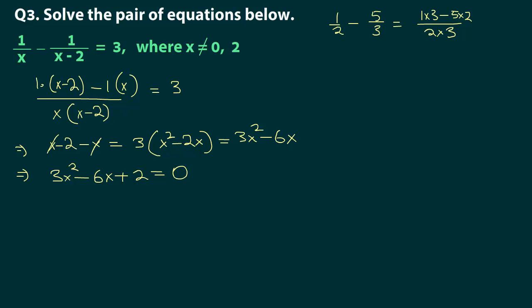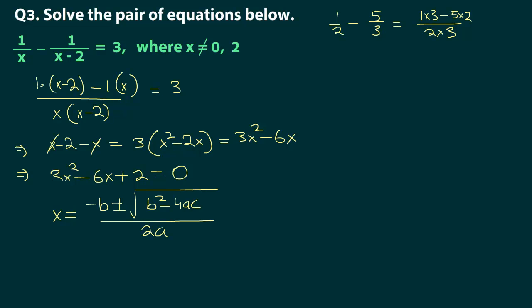Now here, if we do middle term splitting, we get 6, right? 3 2s are 6, but then we are trying to get 6 again here. So we will not be able to do middle term splitting in this case. So we are going to use the formula to find out the two roots. We know the formula is minus b plus minus square root of b square minus 4ac, the entire thing divided by 2a, right?